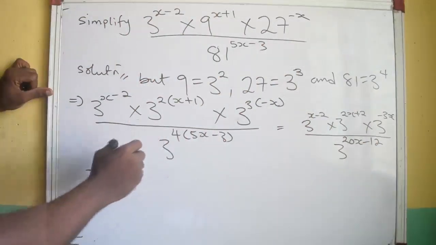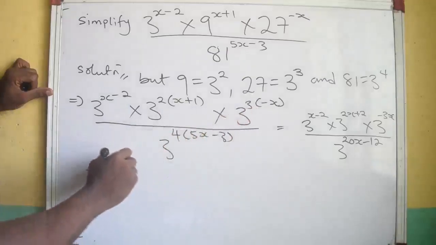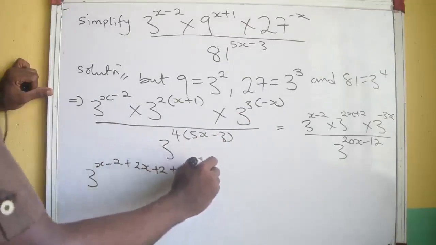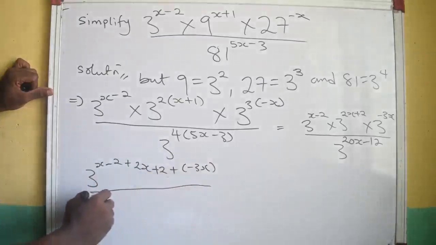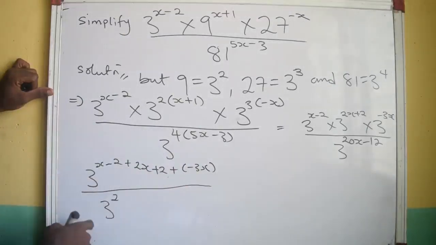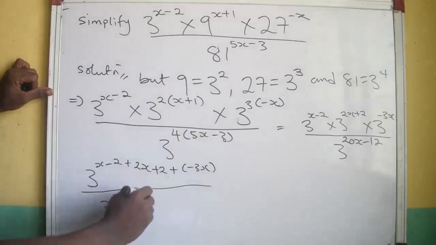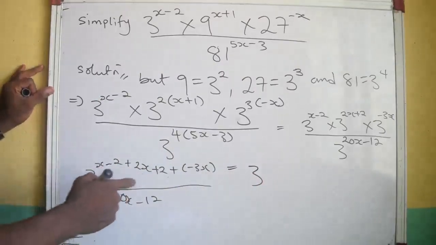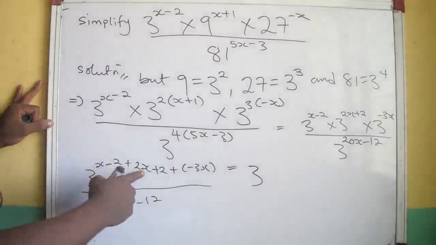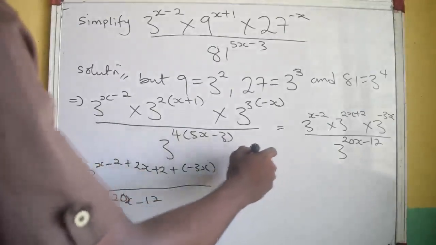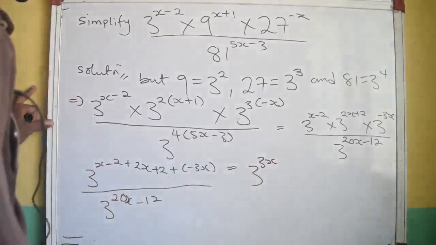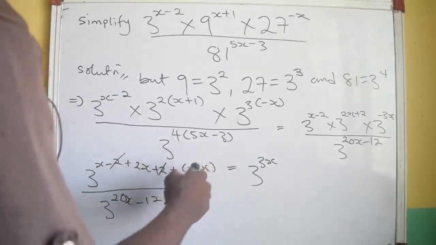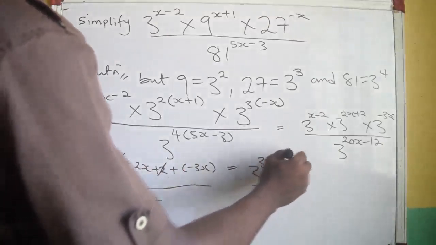So this becomes x minus 2 plus 2x plus 2 plus bracket minus 3x, all raised to the power of 3, divided by 3 raised to the power 20x minus 12. So this is going to be 3 raised to the power, when we collect like terms here, we have x plus 2x, which is 3x. We have 3x, this plus this will cancel: minus 2 plus 2 is 0, 3x minus 3x will still be 0.